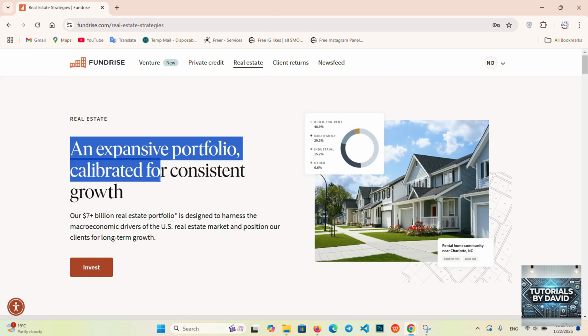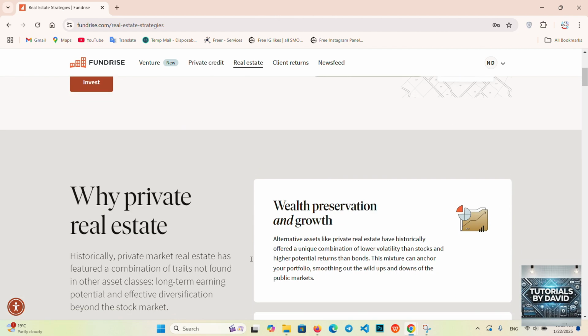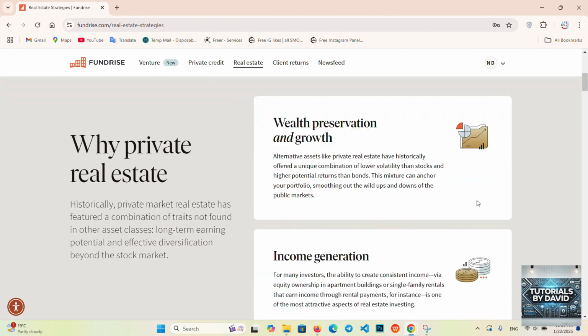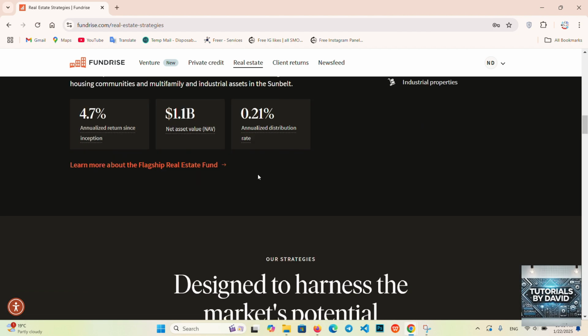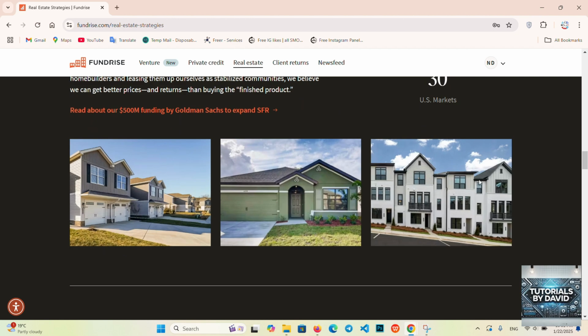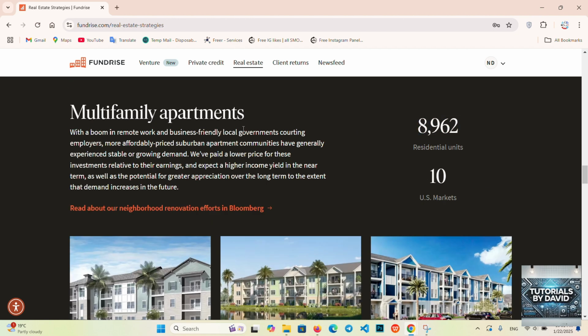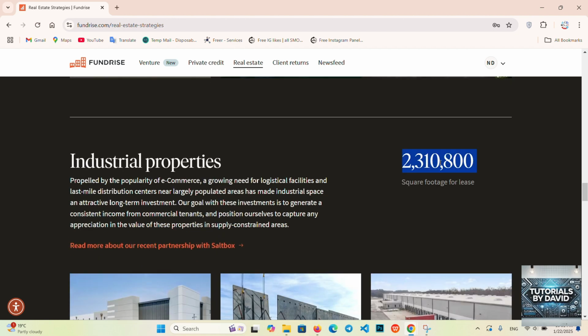Diversify within Fundrise. To mitigate risk, consider spreading your investment across multiple projects or portfolios offered on the platform. With Fundrise, analyzing and investing in real estate is accessible and straightforward, even for beginners.